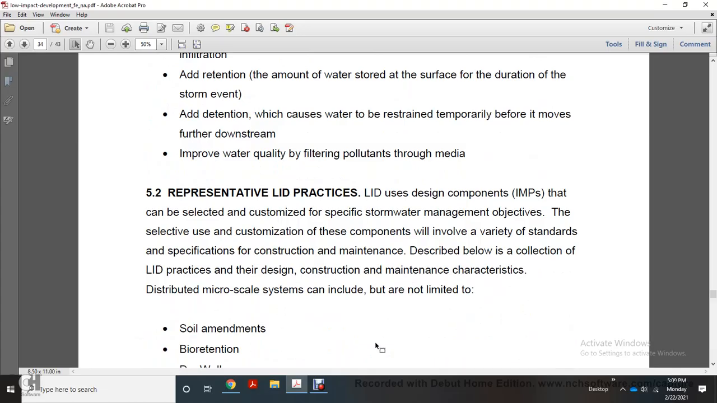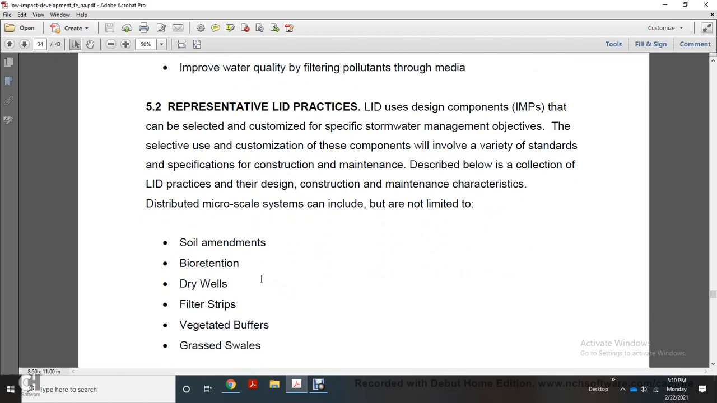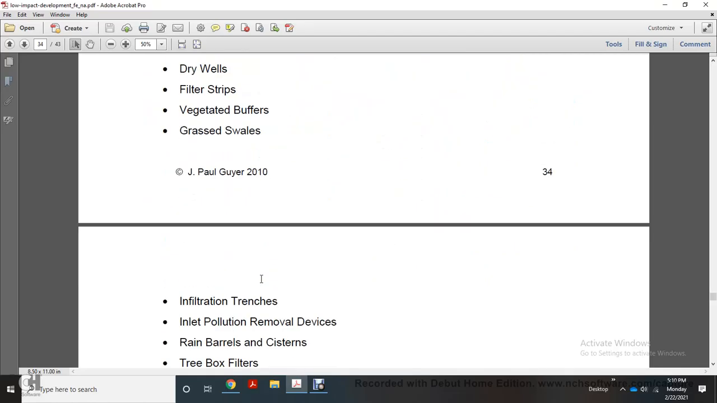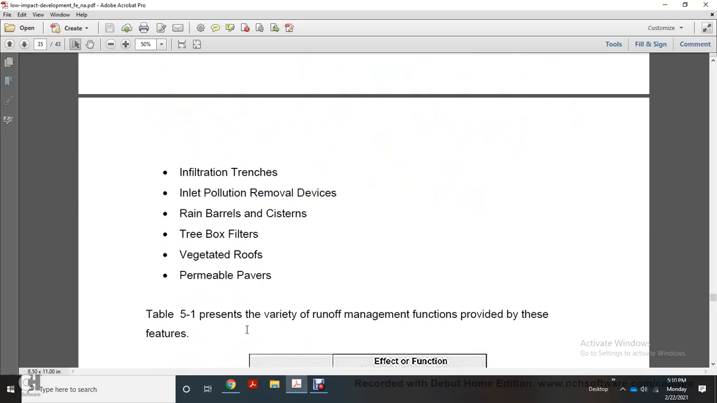Low impact development uses design components that can be selected and customized specifically to stormwater management objectives. The components involve a variety of standards and specifications for construction and maintenance described below. Characteristics of the distributed microscale systems can include but are not limited to soil amendments, bioretention, dry wells, filter strips, vegetated buffers, grass swales, infiltration trenches, inlet pollution removal devices, rain barrels, cisterns, tree box filters, vegetated roofs, and permeable pavers.